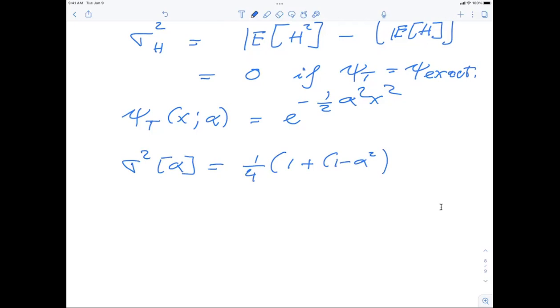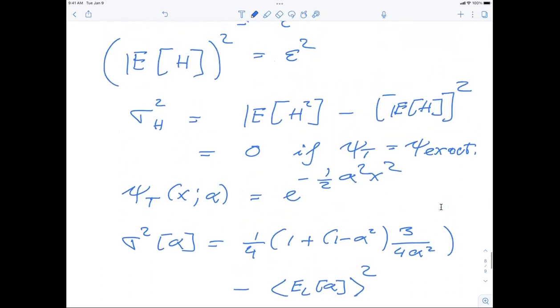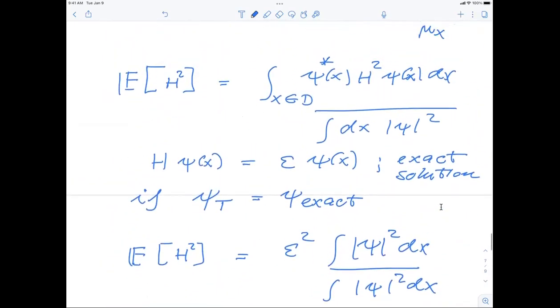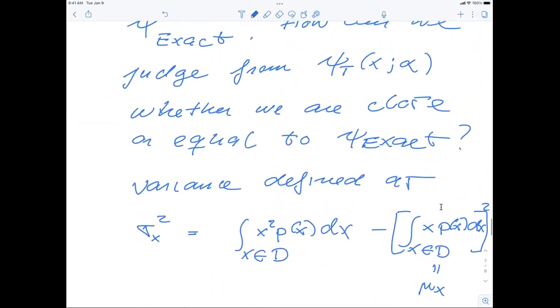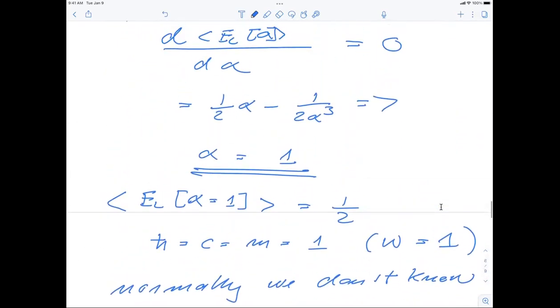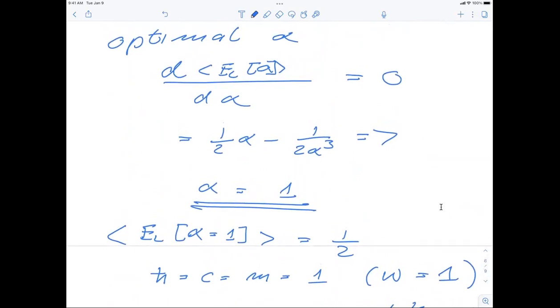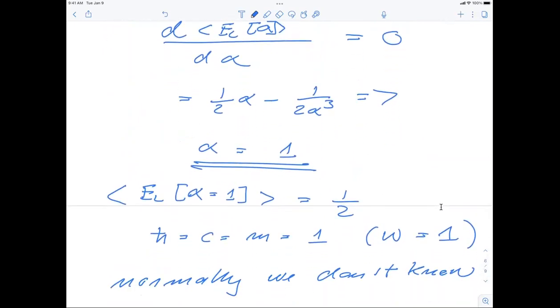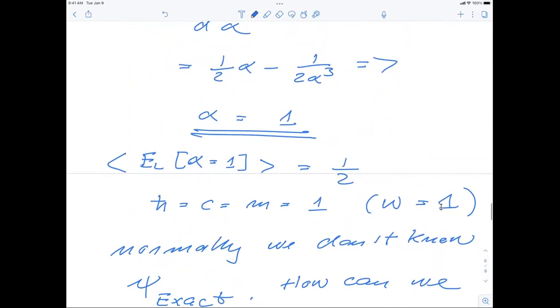And this is divided by 3 times 4 times alpha squared, minus the expected value of the energy squared. And in our case, we know the value here. So in case we have the exact answer, we can simply plug in alpha equal to 1. We know that the energy for the optimum value for this specific wave function is given by 1/2.